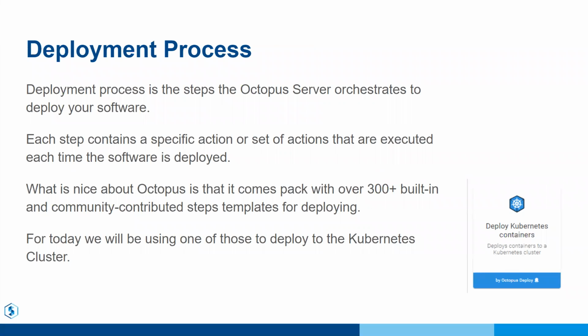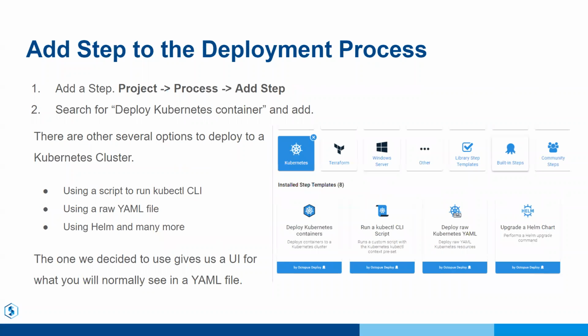Now I'm gonna go over deployment processes in Octopus. So the deployment process, it's how your software is gonna be deployed to the cluster. So it can follow different amount of steps. And the nice thing is that Octopus comes pre-packed with 300 plus built-in steps. So in our case, one of those steps that we're gonna use is deploy Kubernetes containers. And I'm gonna go over setting up that step for the Kubernetes cluster.